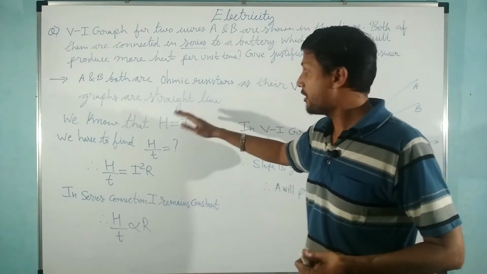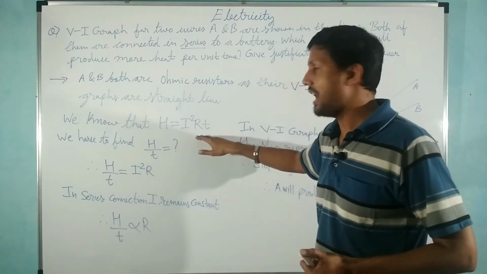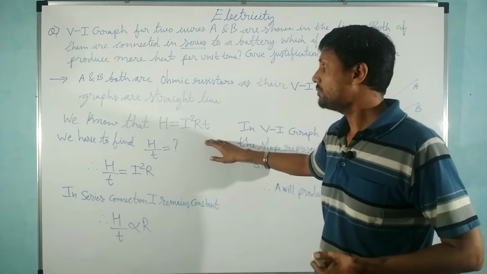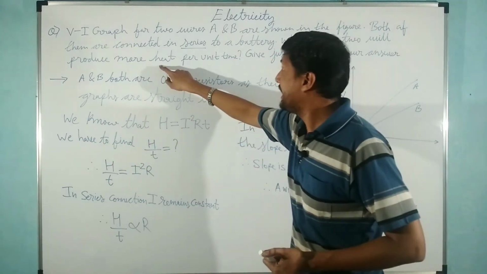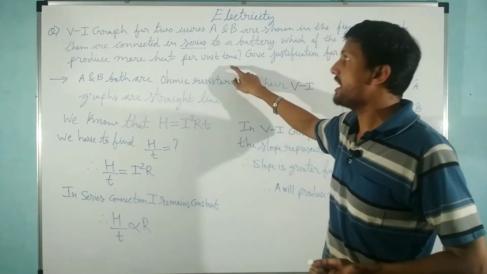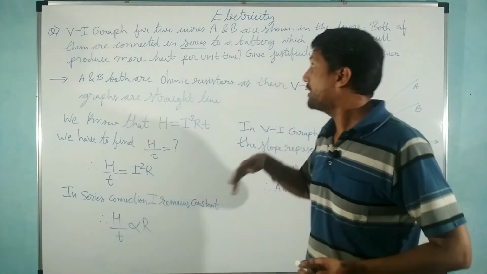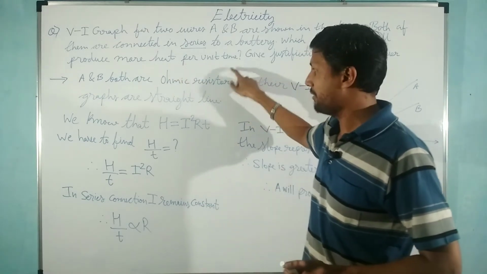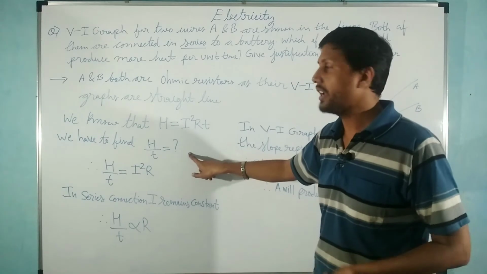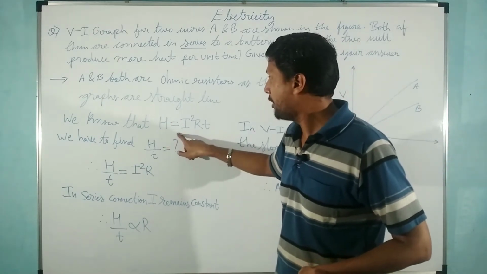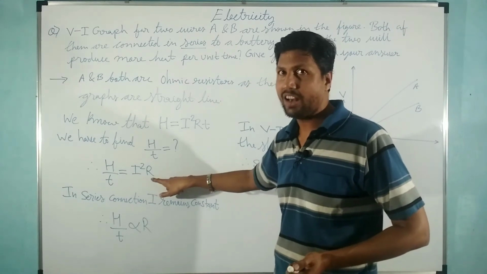Then we already know Joule's law of heating, H is equal to I square into R into T. So we have to find what? We have to find heat per unit time. Which of the two wires A and B produces more heat per unit time? So we have to find H upon T for which wire. By this formula only, we can write H upon T is equal to I square into R.